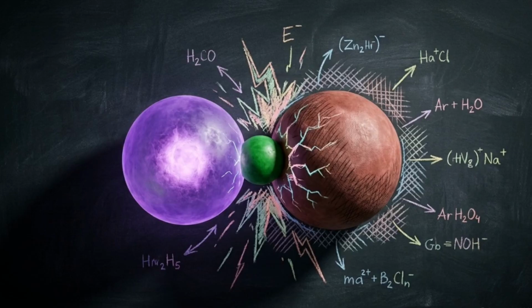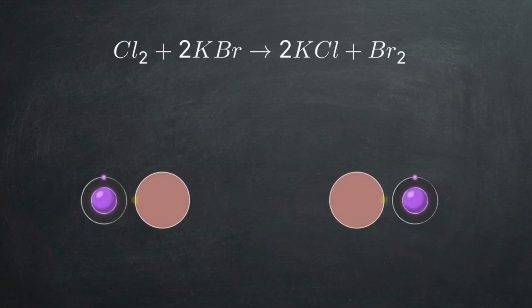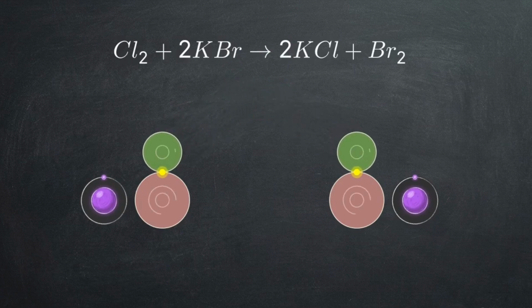Displacement follows a strict rule. A more reactive, smaller halogen will forcefully evict a less reactive, larger halogen from an aqueous salt solution. Consider the reaction between chlorine gas and aqueous potassium bromide. In the solution, a potassium atom is bonded to a bromine atom, having surrendered an electron to form a stable salt. A diatomic chlorine molecule now enters the system.